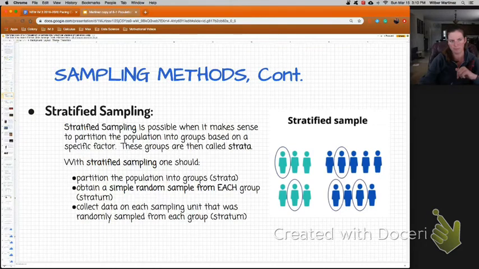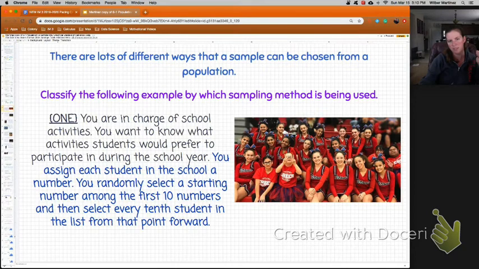All right, so the last thing we'll do today is look at some examples of this, and I want you guys to follow along and maybe jot down some important points about the different types of sampling we look at. So it says there's lots of different ways that a sample can be chosen from a population. Classify the following example by which sampling method is being used. So for example number 1, it says you are in charge of school activities. You want to know what activities students prefer to participate in during the school year. And by the way, the first 6 examples or so are all that same context. So the only thing that changes is how you're performing the sample, not the context of the problem.